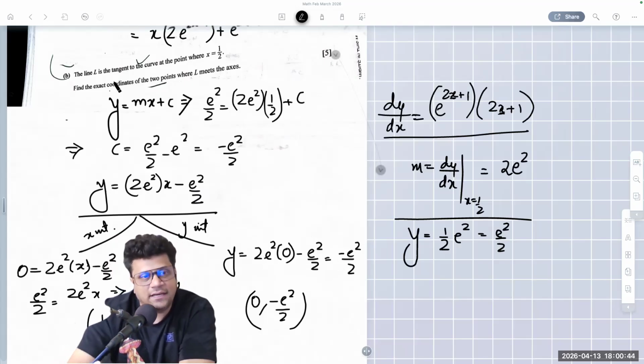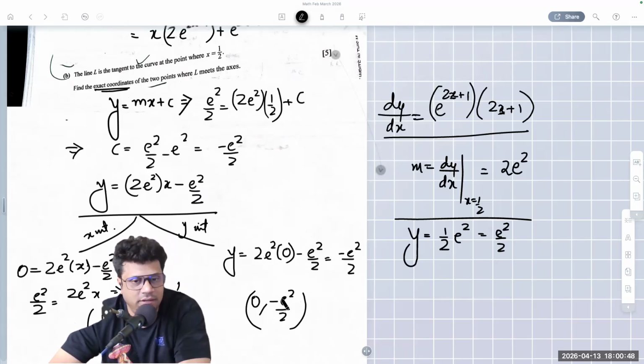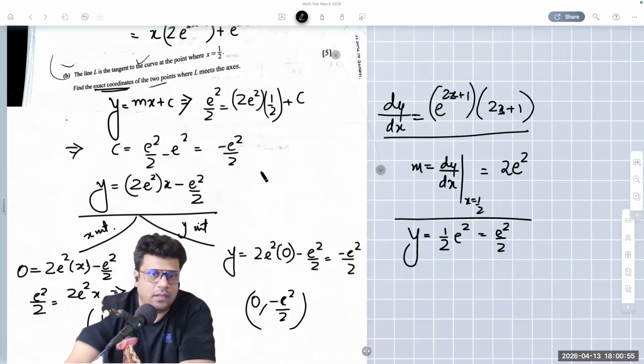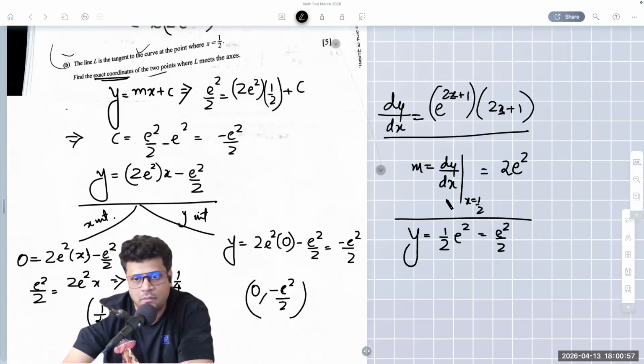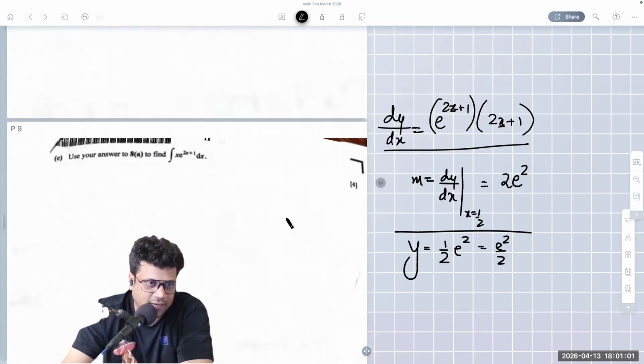And when they say exact coordinates, you have to retain the e form of it. You're not allowed a calculator in this paper, so you have to keep it with the e there. Okay, good. That was the 8th one. Let's look at the 9th one.